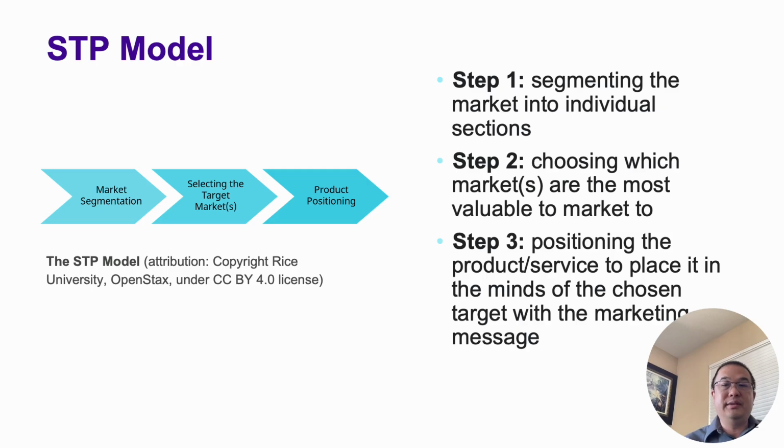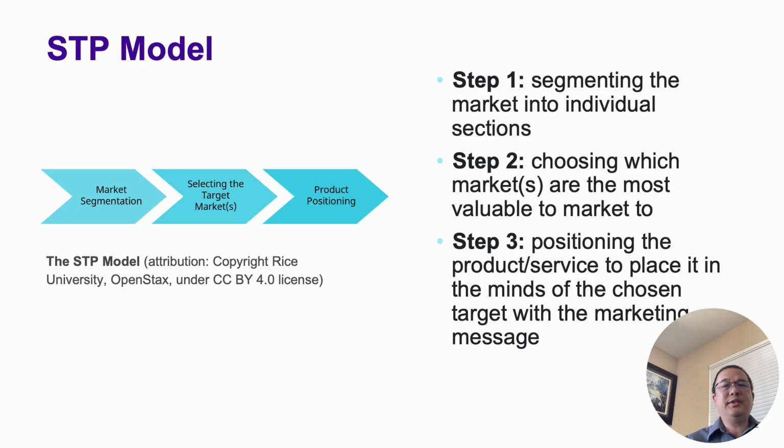The SDP model is one of the most important marketing frameworks. It explains how companies identify customers, choose whom to serve, and create a competitive advantage. Again, SDP stands for segmentation, targeting, and positioning. So let's go through these in detail.